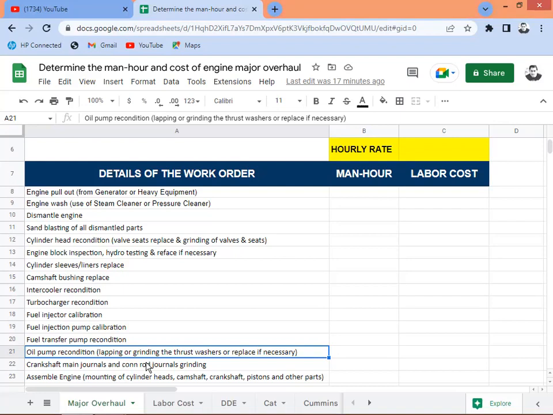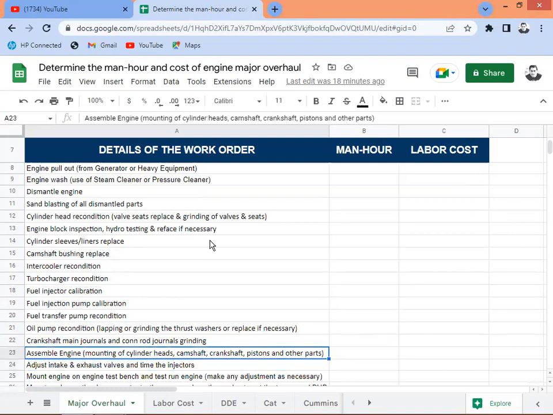Then crankshaft main journals and connecting rod journals grinding. Of course, you are going to measure whether the journals have to go to the machine shop for reconditioning, replacement of bearings, resizing of bearings or something like that.